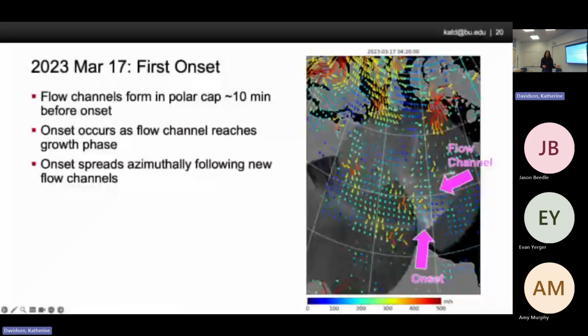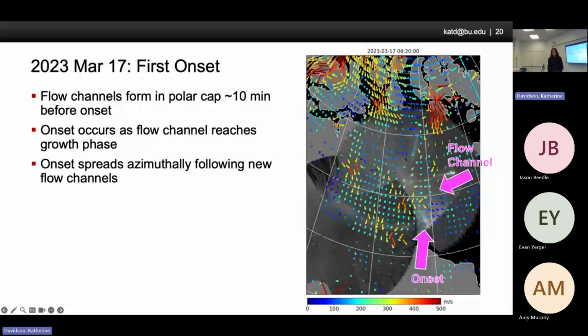Okay, moving on to our substorms, I'm going to show 2 substorms that occurred on the same night and do a deep dive into their onsets and their expansions. So the first one we're going to look at is the first substorm on 2023, March 17th. In this video, you'll see flow channels that form in the polar cap around 10 minutes prior to onset. And then these flow channels will reach towards the growth phase arc. You can already kind of see the growth phase arc in this capture here before I start the video. And once the flows reach that onset arc, they will trigger onset.